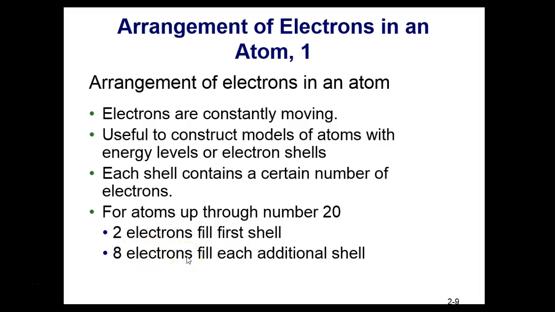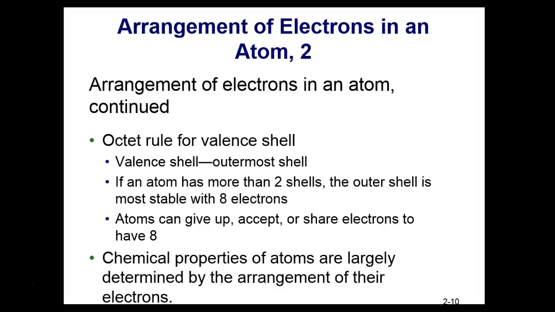The second shell can have up to 8 electrons. Now, the octet rule simply states that when the outermost shell is complete or full, octet meaning 8, when there are 8 electrons in that outer shell, that is the octet rule. That means that those electrons are considered valence electrons.